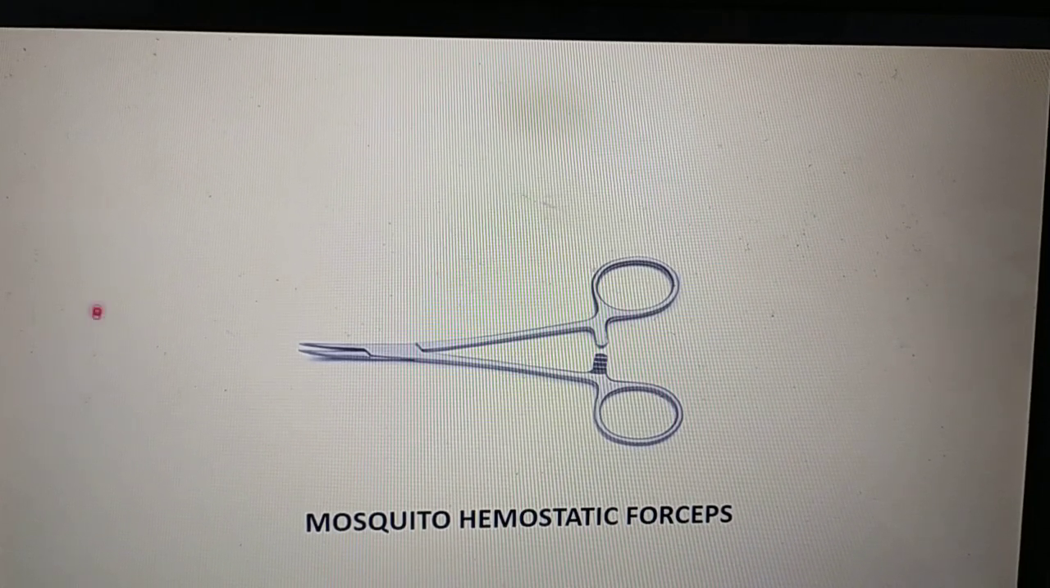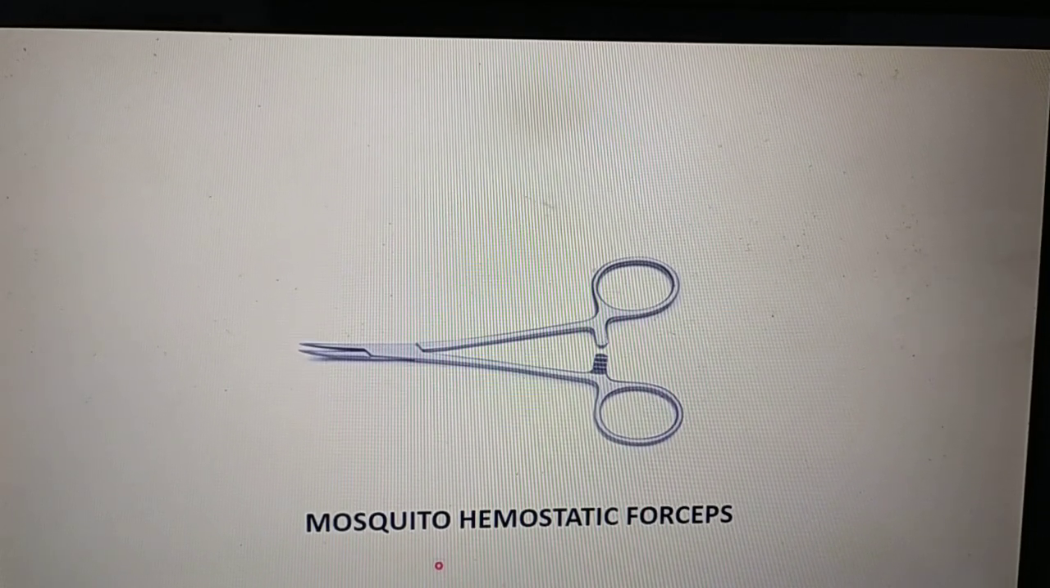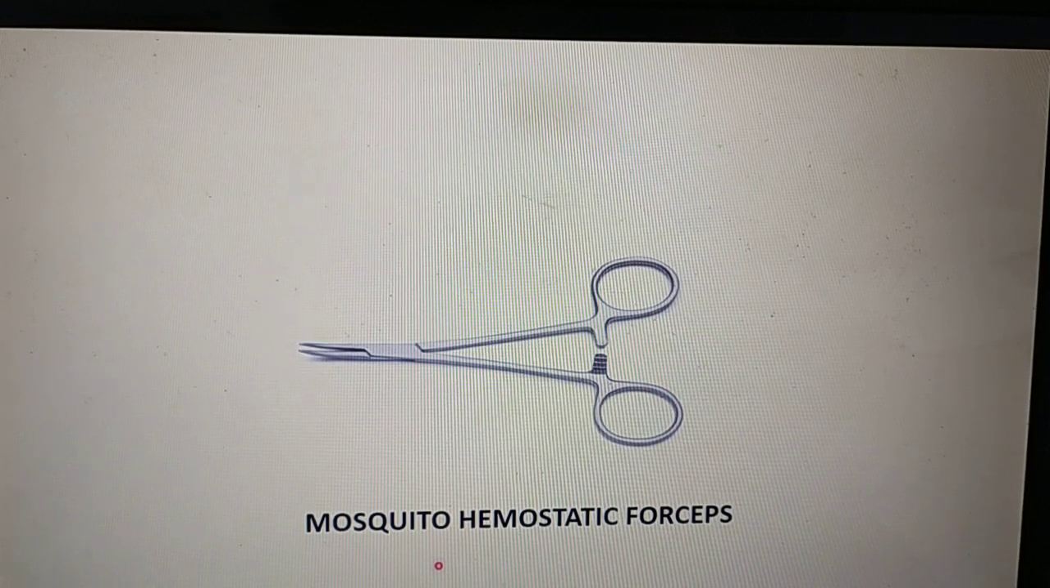Uses of this mosquito hemostatic forceps are: it is used to hold the fine bleeding vessel during cleft lip operation. It is used as hemostatic forceps for operation in infants and children where the vessels are delicate. It is used during appendicectomy. The mesoappendix is punctured with this instrument at an avascular site, and a ligature passed around the mesoappendix and tied before division of the mesoappendix.